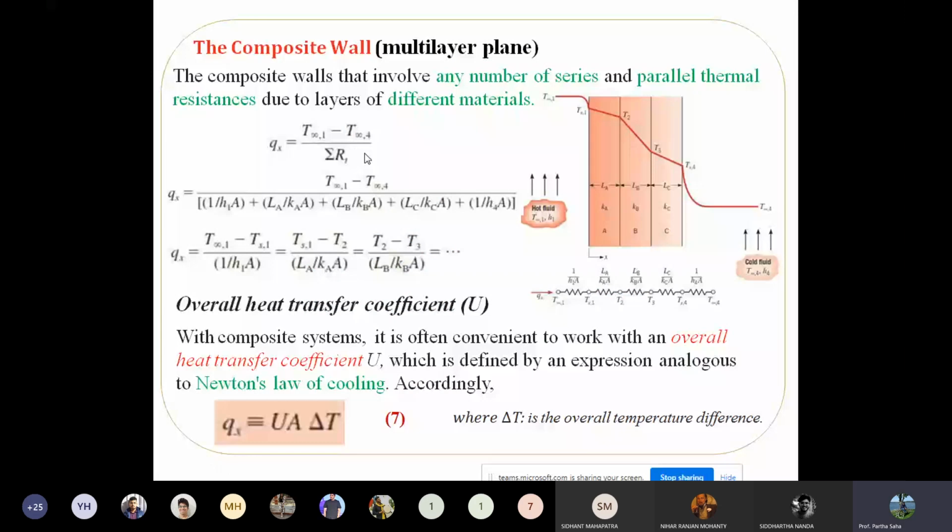So now let us examine this composite wall. What you can see here, T infinity 1 is far away from the surface. The surface is at a temperature of T1, okay? And then it is T2, T3, and like that. Then T4, and then again far away is T infinity 4, right? So here actually what is happening, there is a convection happening. The moment heat loss happens, the heat transfer occurs from this surface to here.